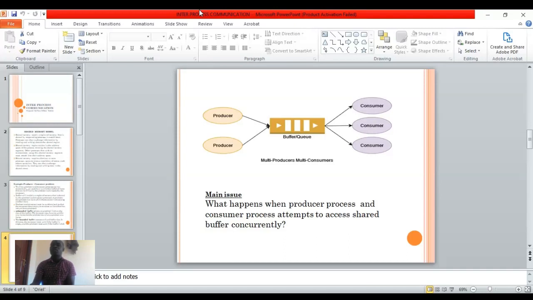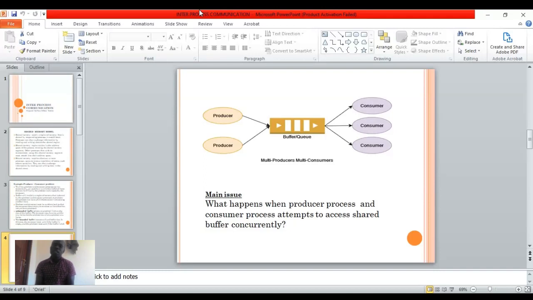And in case it is full, the producer has to wait until space is made available for them to be able to produce more items. But the main issue involved in this case is what we call concurrency. How do the producer and the consumer work together concurrently?